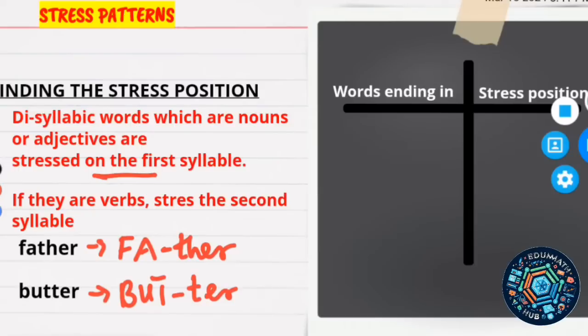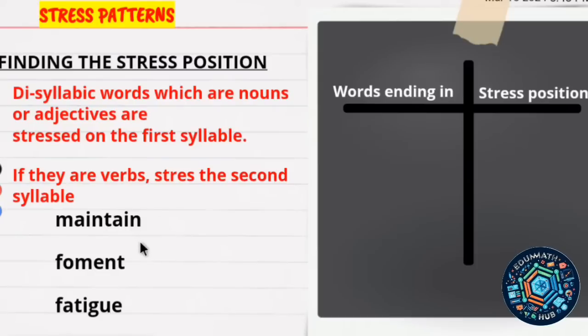If it's an adjective, it's the same process. But if the word is a verb, you have to stress the second syllable. So for this next part, we have 3 verbs here. If it's a verb, don't forget you have to stress the second syllable. In your question, you will see V in brackets like this to tell you that that particular word is a verb.